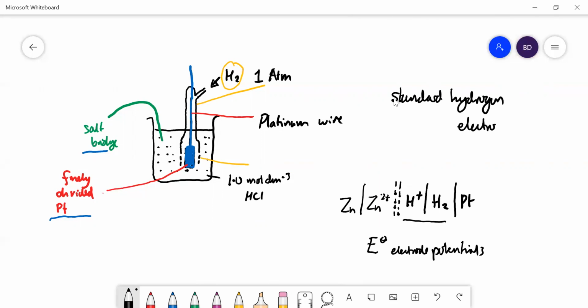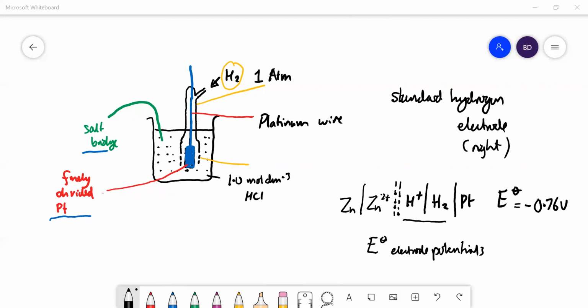You always connect that on the right-hand side of the cell, and then the reading of the cell that you get here, in this case, is going to be minus 0.76 volts, and that shows you that the zinc is more willing to give away electrons than the hydrogen. Right, so let's have a look at a load of these values.